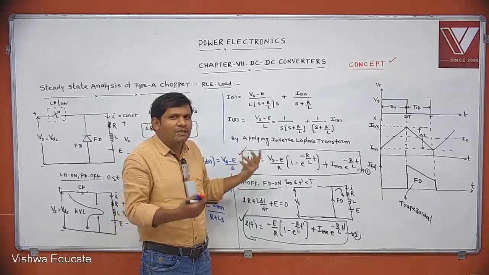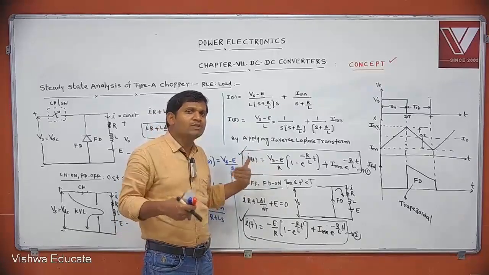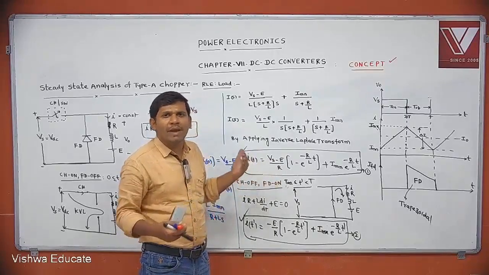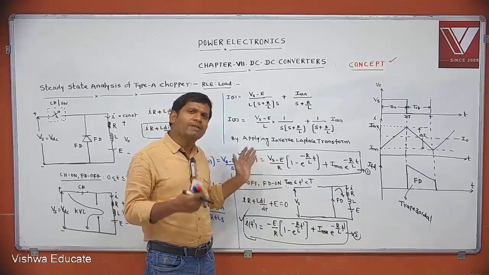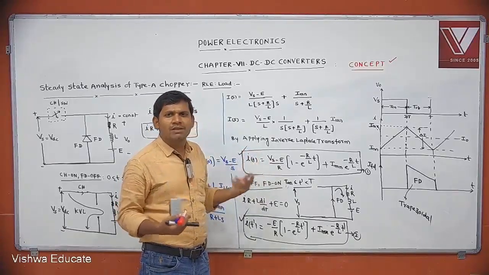Now I want to write the expressions for I minima and I maxima. Once you know the minimum value and maximum value of current, then you want to calculate the peak ripple current. What is the condition for maximum ripple current? All these I want to explain.